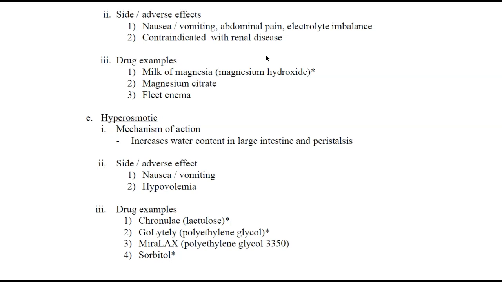So it doesn't give the large intestine enough time to really reabsorb all that water, and so instead it will come out. So it can actually cause hypovolemia or low fluid volume in the body. The examples of drugs under this class include lactulose and polyethylene glycol. And another drug that you have to remember is sorbitol.